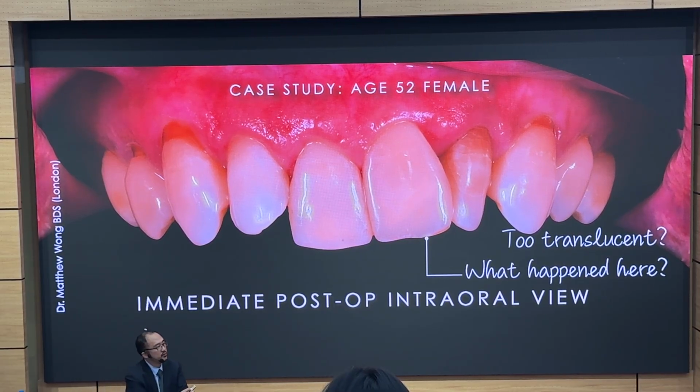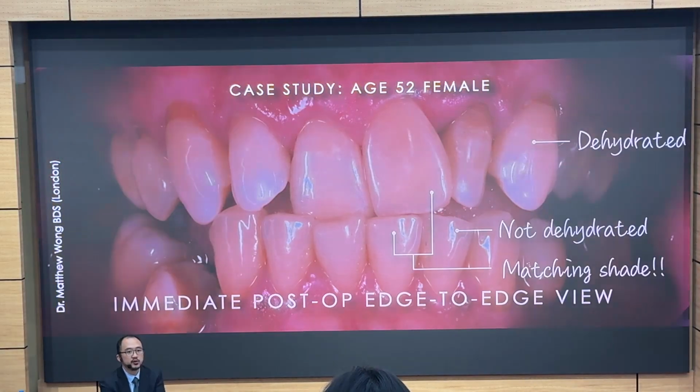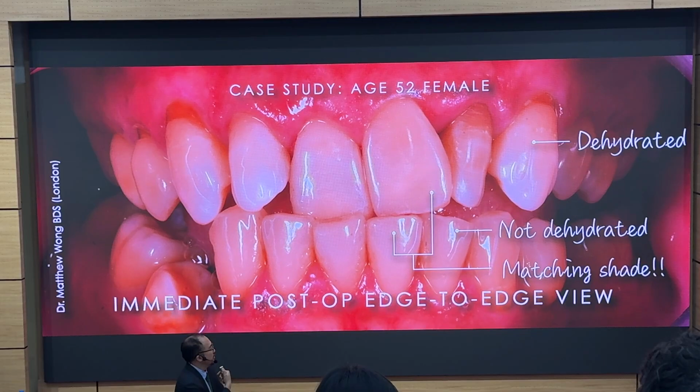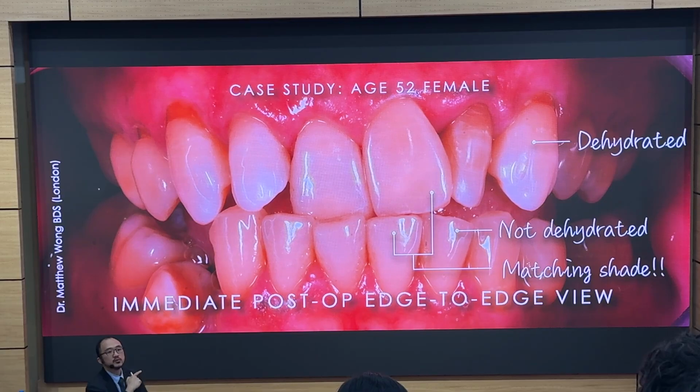But one of the things that I do nowadays, if I want to make sure that my shade is correct, is I get them to bite edge to edge. And I compare the film that I did against the tooth downstairs where it's not dehydrated. And I say, hang on, you know what? That actually matches the shape. So why did that corner look translucent?